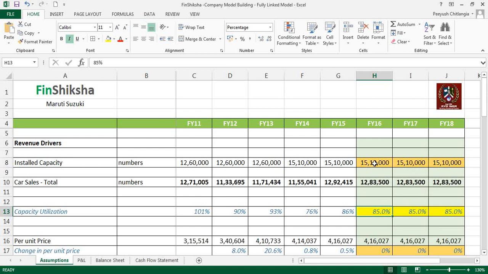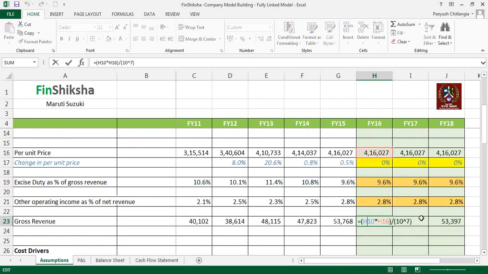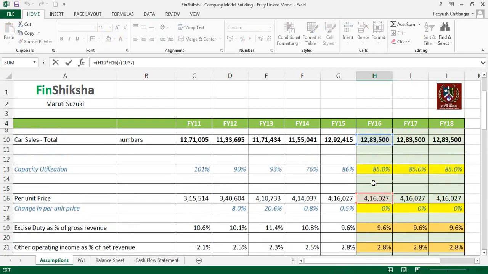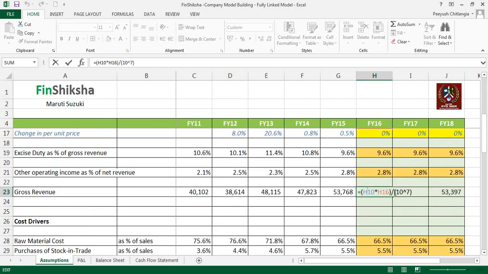So 85% of the capacity gives me the total number of cars produced and sold. That's 12,83,000. Assuming a 0% increase in the price per car, this is the price per car that we have taken. The multiplication of the price per car into the total sales of cars, and I divide it by 10 raised to power 7 because I have to convert it to crores. We get this value, 53,397. That's the total gross revenue.